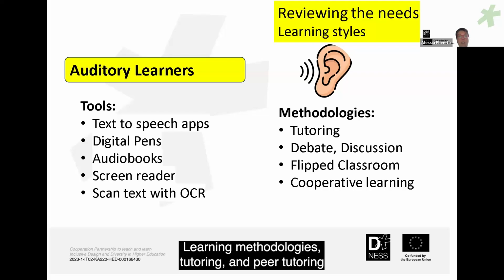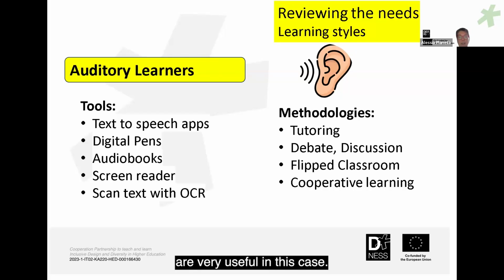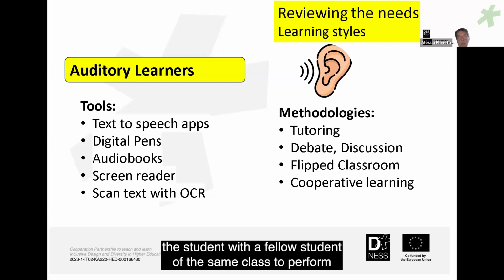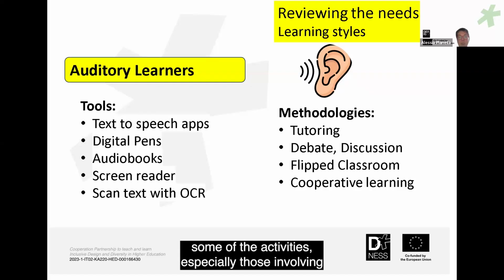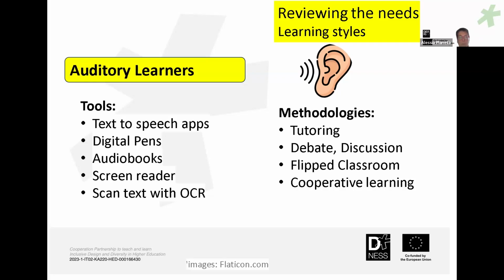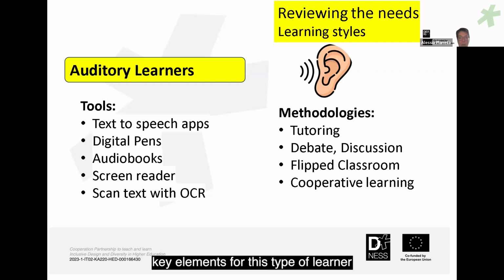Learning methodologies. Tutoring and peer tutoring are very useful in this case. Tutoring is flanking the student with an older and more experienced one, and peer tutoring is pairing the student with a fellow student of the same class to perform some of the activity, especially those involving repeating and discussing the topics learned. Debate and discussion are key elements for this type of learner, as well as the flipped classroom.